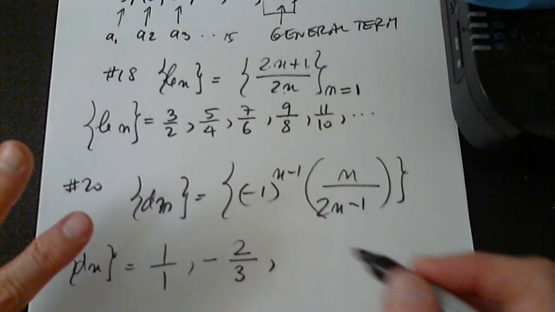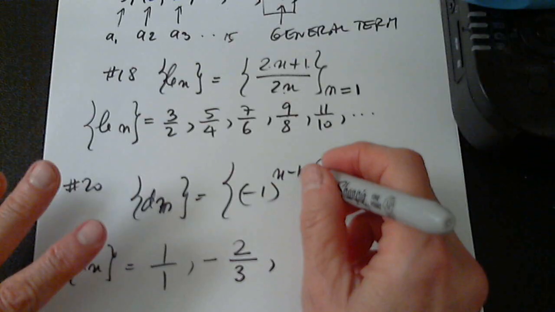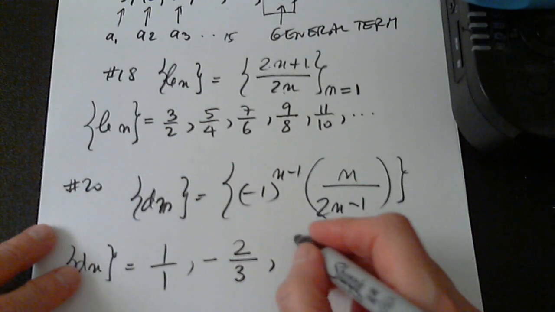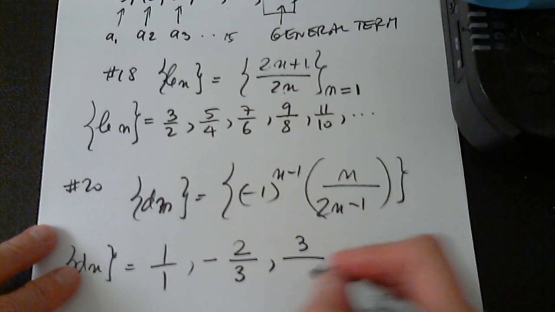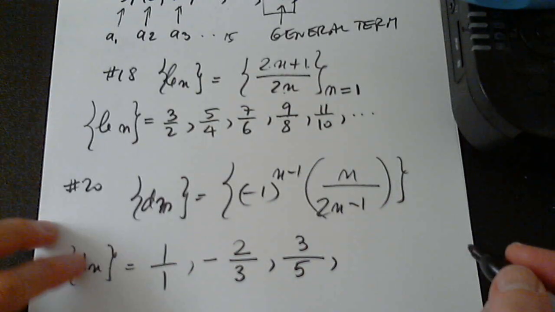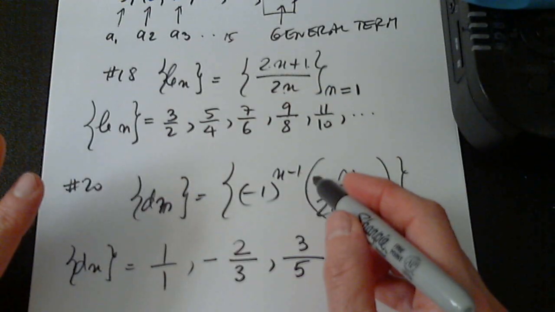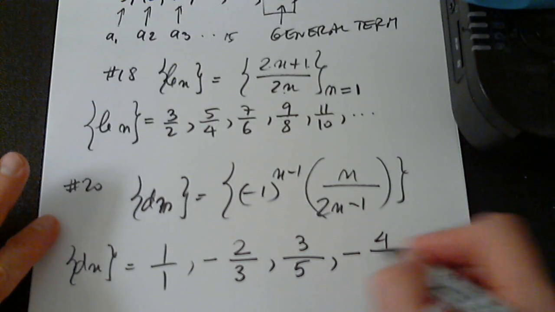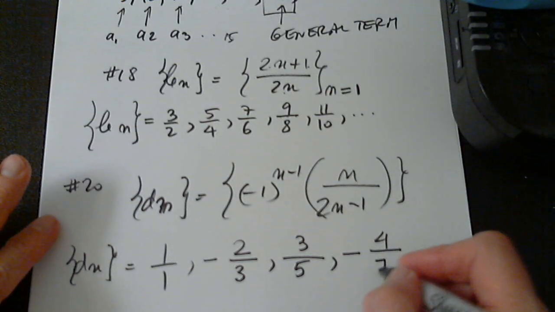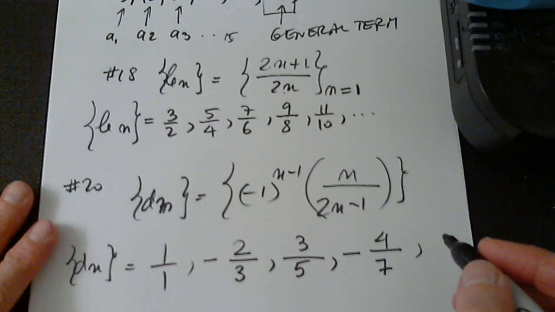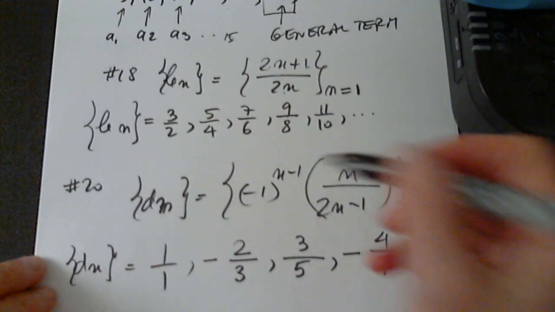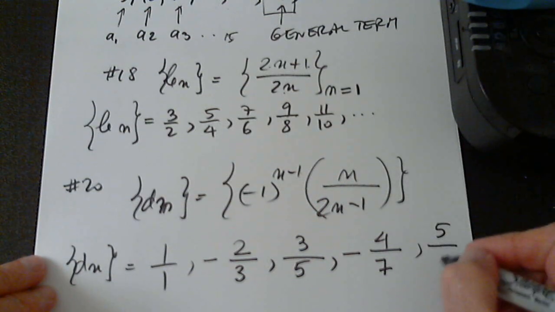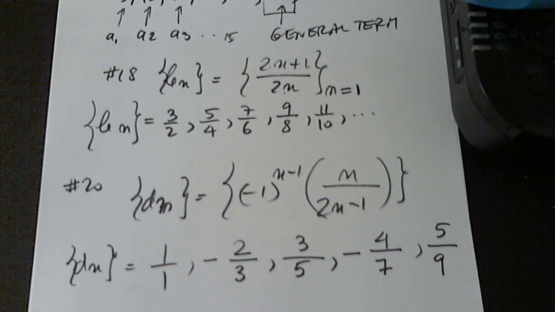When n is 3, -1 to 3 minus 1, which is 2, so this is positive now. So 3 at the top, 6 minus 1 is 5. When n is 4, 4 minus 1 is 3. -1 stays as -1. 4 at the top, 8 minus 1, 7 in the denominator. One more. For n equals 5, 5 minus 1 is 4. -1 to the 4th is positive. So I have 5 divided by 9.